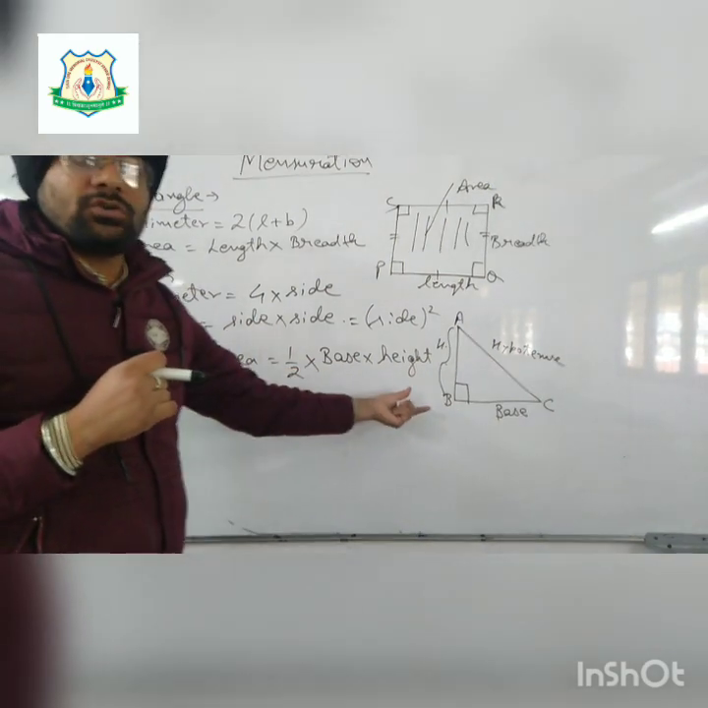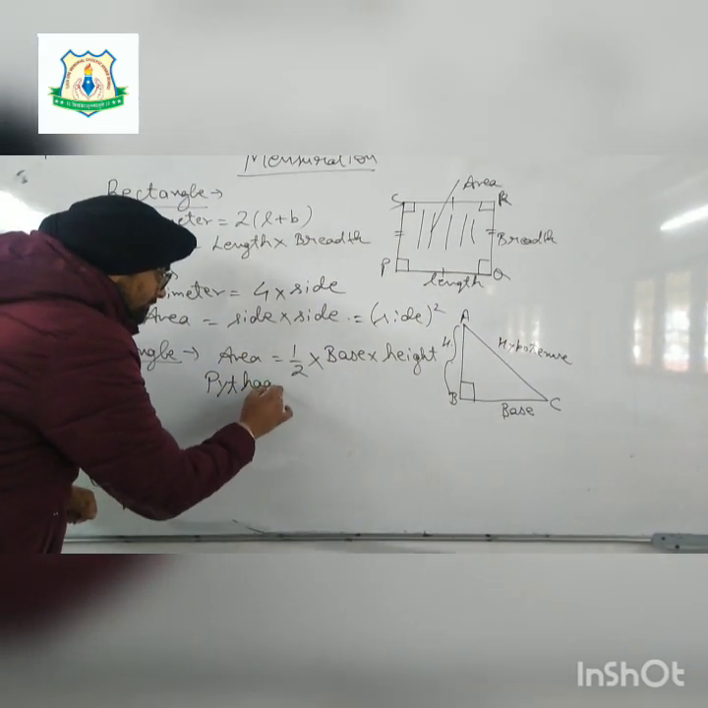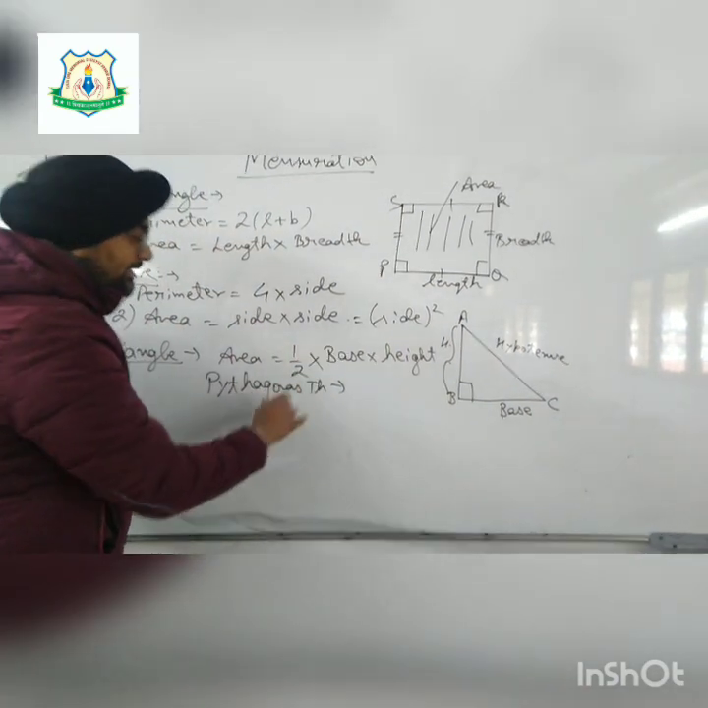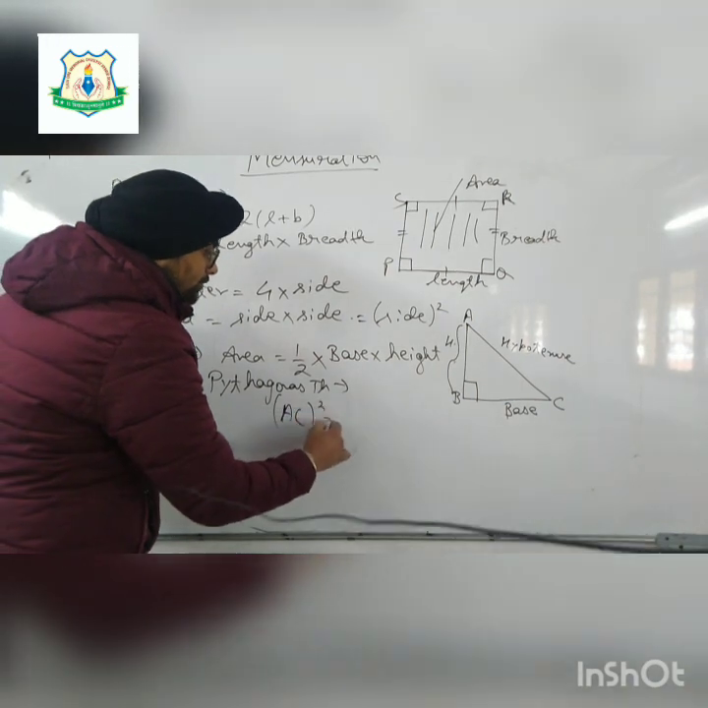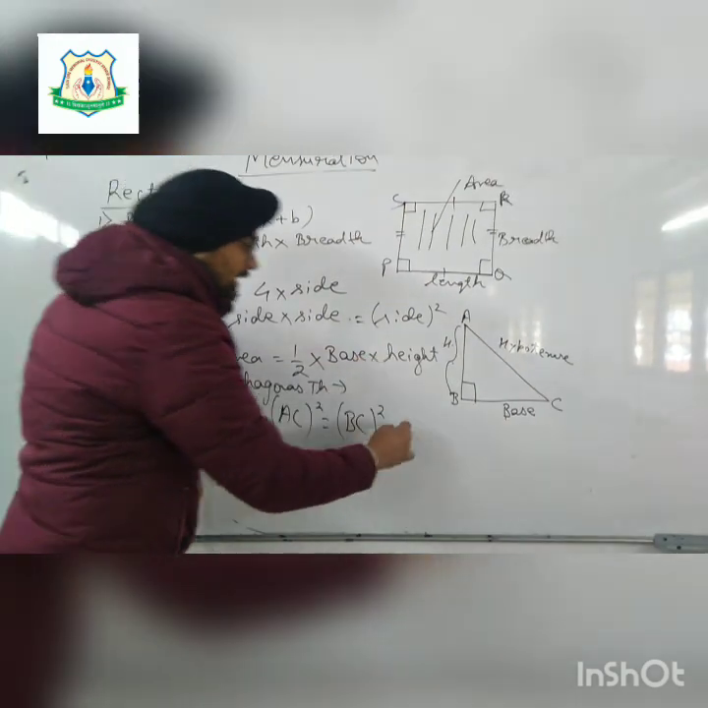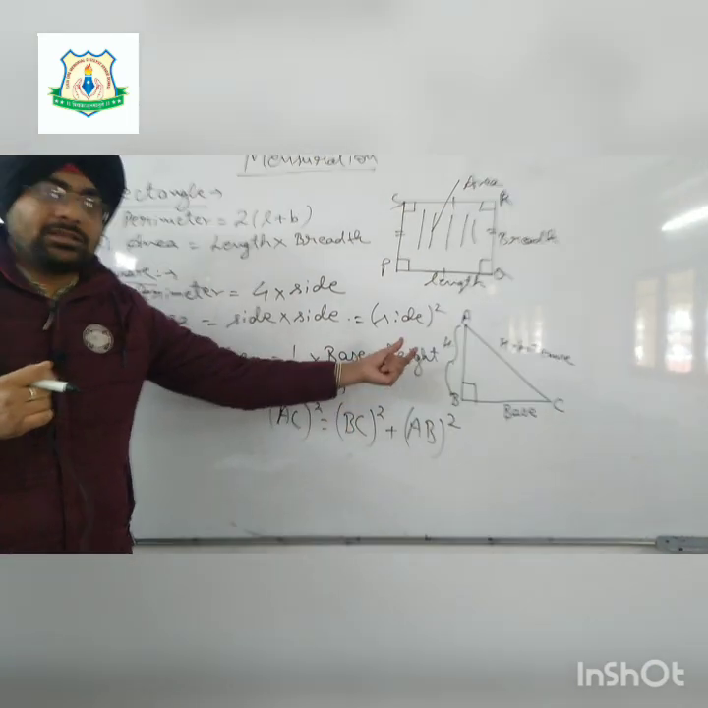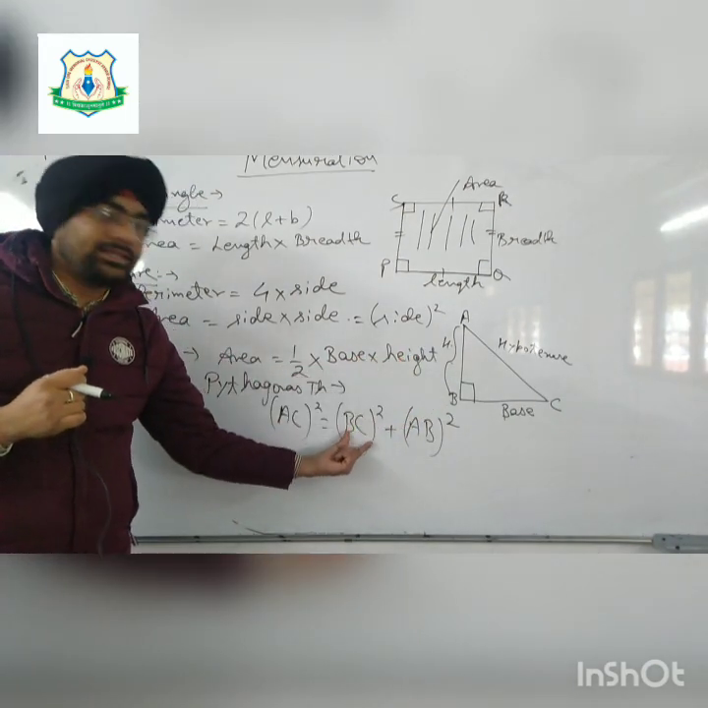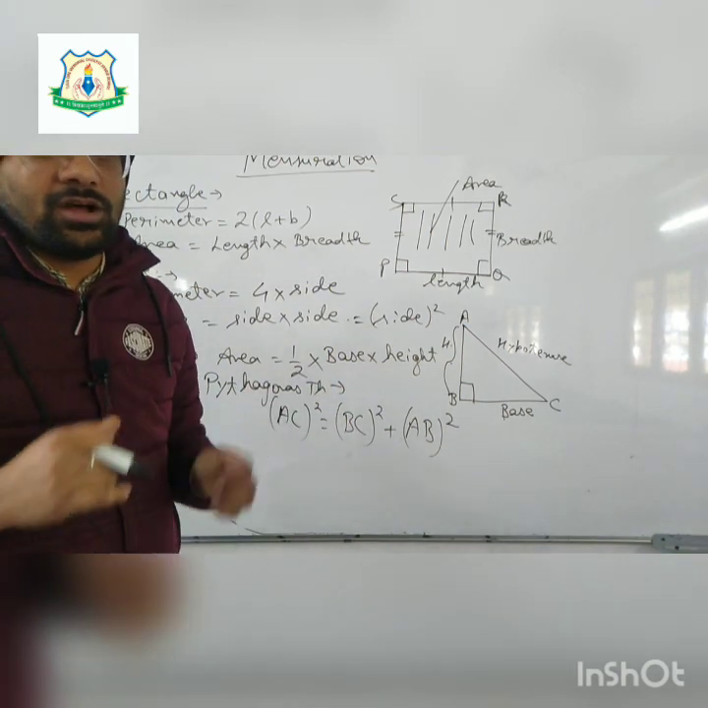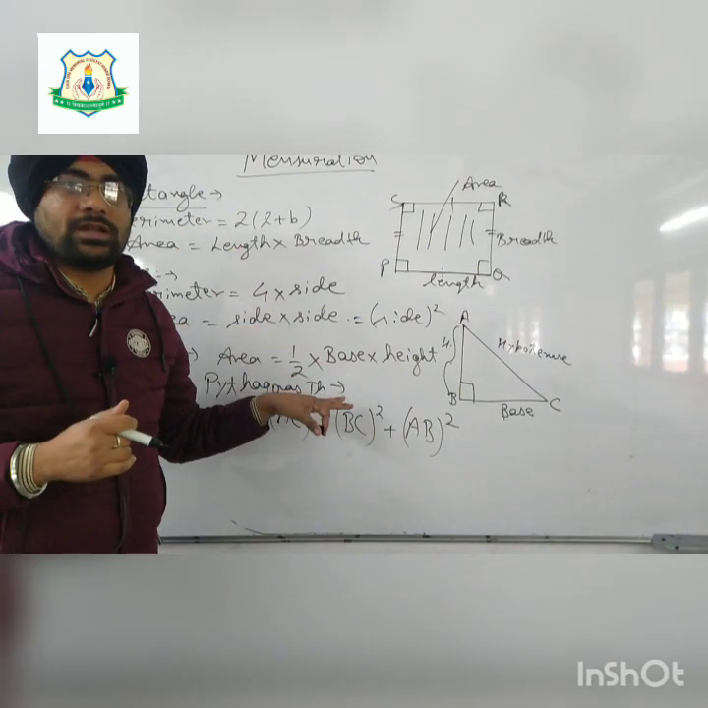We can apply the Pythagoras theorem also to solve. So the Pythagoras theorem states that hypotenuse squared, which means AC squared, is equal to base squared, that is BC squared, plus AB squared, that is perpendicular squared. If any side is unknown, we can calculate that side with the help of this Pythagoras theorem, and then we can apply the formula and calculate the area of the triangle. Now we will do some questions based on these formulas.